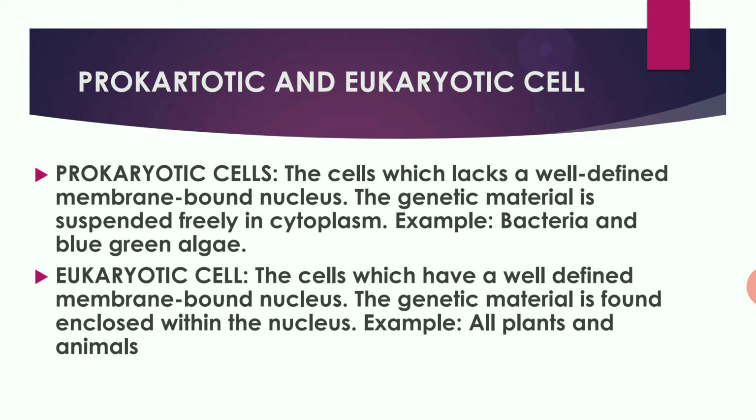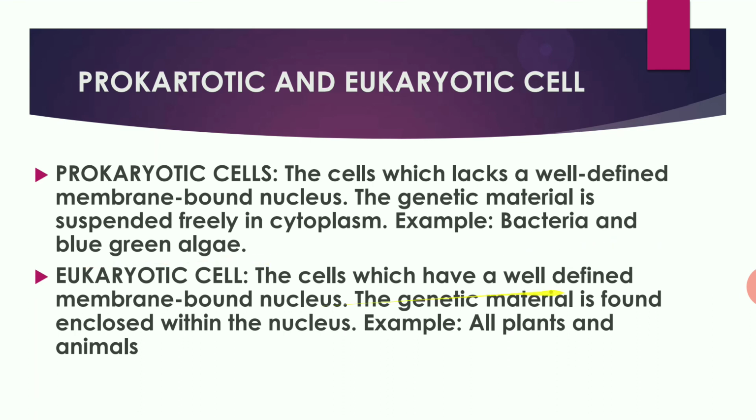Next, prokaryotic and eukaryotic cells. Prokaryotic cells are the cells which lack a well-defined membrane-bound nucleus. The genetic material is suspended freely in the cytoplasm. Examples are bacteria and blue-green algae.